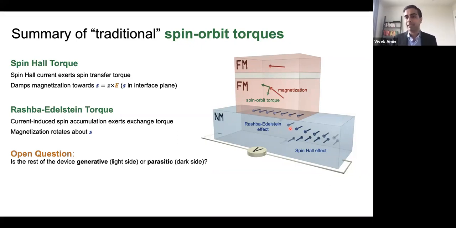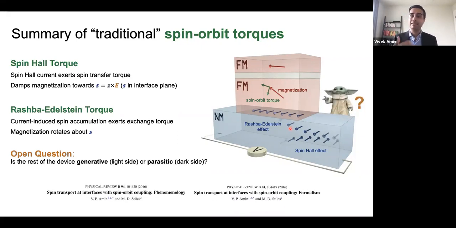What is spin orbit coupling doing in the rest of the device? I just briefly mentioned these papers here. The point of these papers essentially was to try to analyze what all of the different effects were that arise from spin orbit coupling in these types of heterostructures, but in the context of a very simple model in which we'd have plane wave scattering across an interface, and trying to understand what all the different effects are which could potentially arise from that type of model.